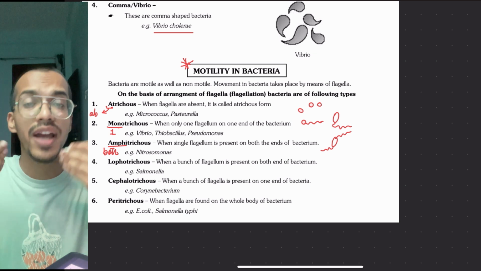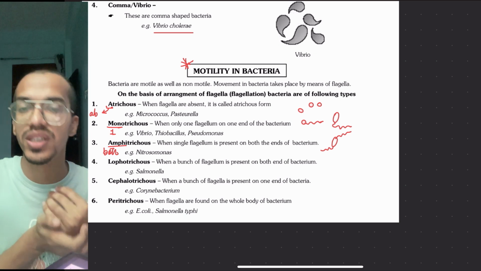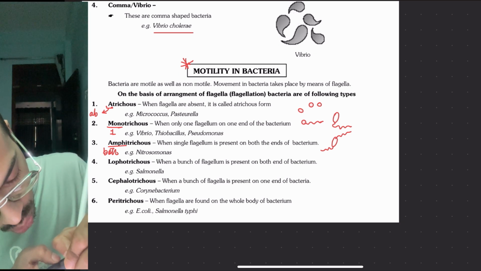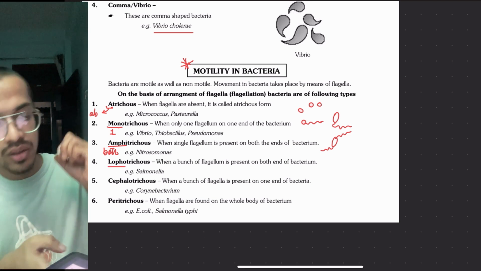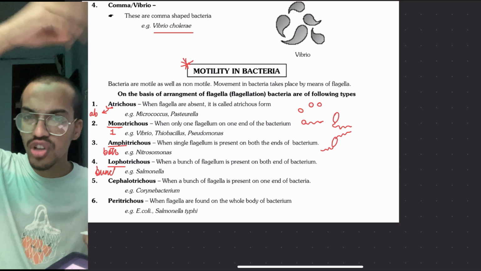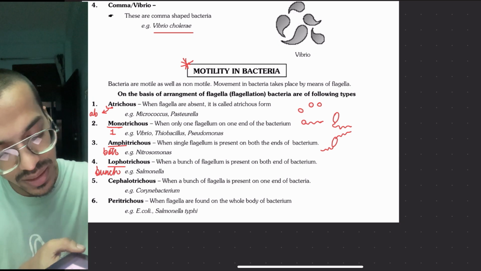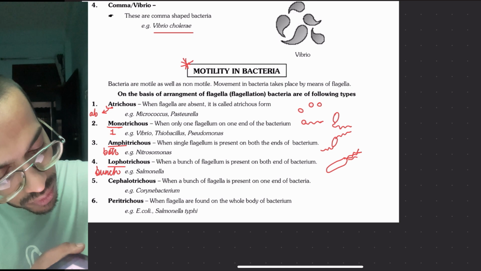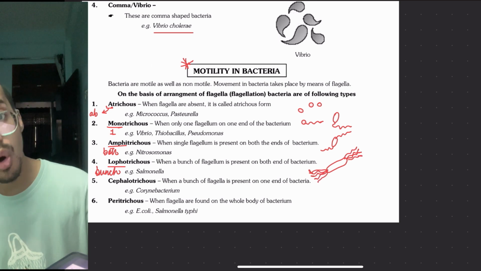In biology, try to learn by decoding the meaning of the words. That will make it much easier for you. Then Lophotrichous. The word Lopho is taken for a bunch. So what happened here? A bunch of flagella is present on both ends. For example, if this is one such bacterium, and like this, a lot of flagella, bunches, are present on both ends. So this is Lophotrichous.